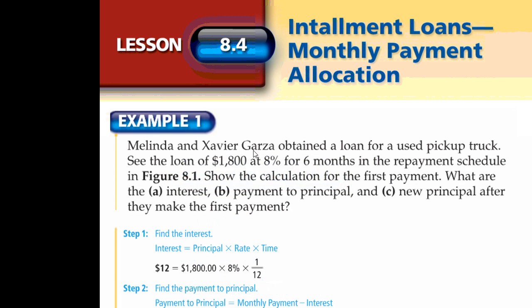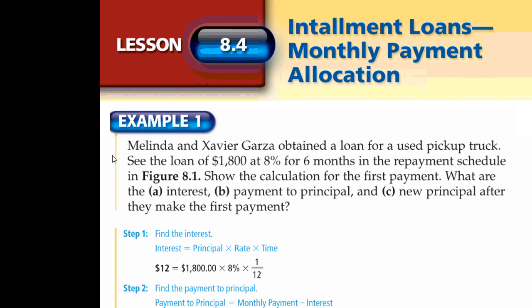All right, example one. Melinda and Javier Garza obtained a loan for a used pickup truck, the loan of $1,800 at 8% for 6 months. In the repayment schedule, we need to show the calculation for the first payment, what is the interest, what's the payment to the principal, and what's the new principal after they made the first payment.